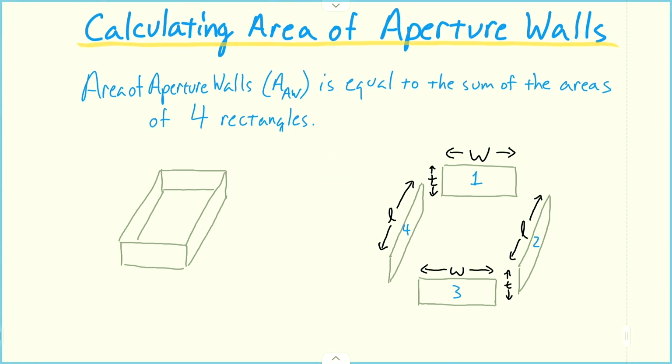Next, we need to calculate the area of the stencil aperture walls. We'll call that AAW, and it's equal to the sum of 4 separate rectangles. This can be seen by cutting the corners of the aperture to reveal the inner surface of each of the 4 rectangular sides.